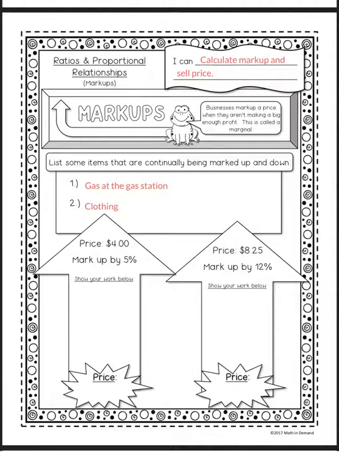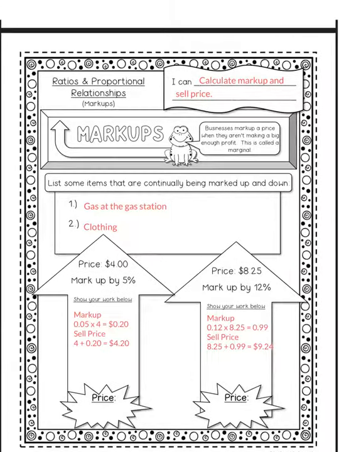The first way is to first find the markup. Okay, so first I found the markup. I found the markup by finding 5% of $4. I turned 5% into a decimal, 0.05. I multiplied it by $4 and I got 20 cents. To find the sell price, I took the $4, which was the original price, and I added the markup, which was the 20 cents. So my final price is $4.20.